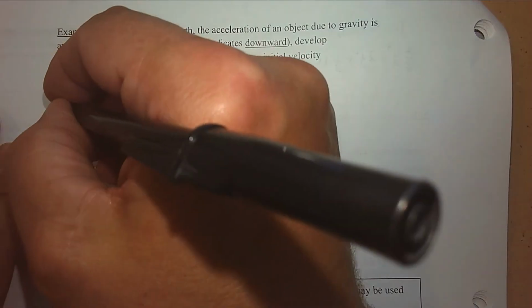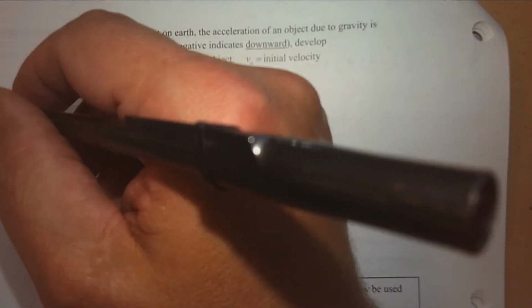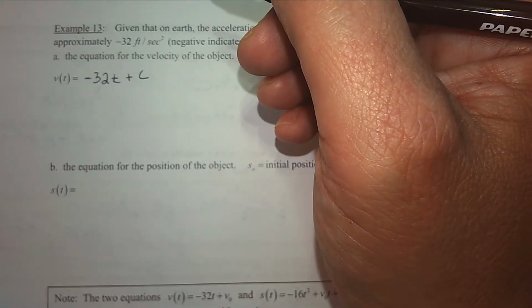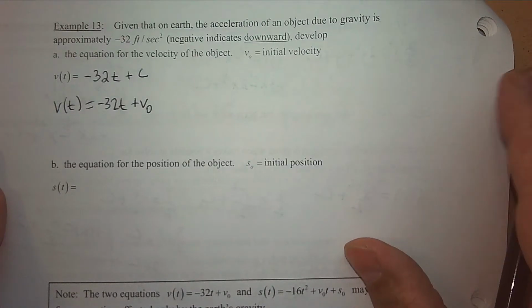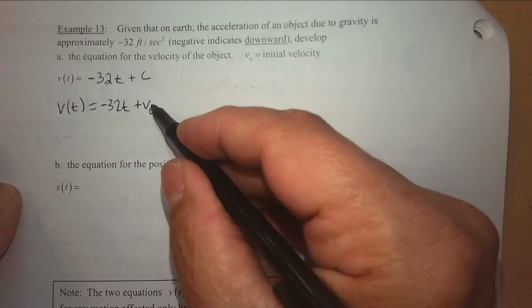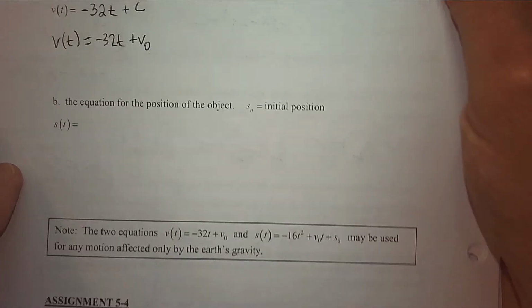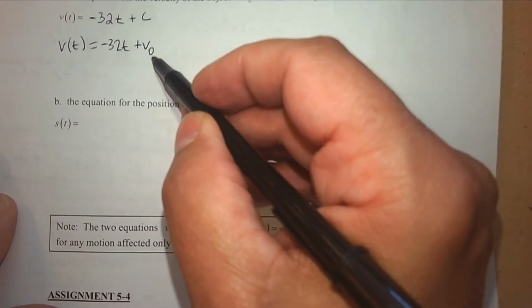Now, they said don't write down a constant. Instead of the letter c, they said, why don't you just put down v sub 0, right? Now, when you go v sub 0, that just means the initial velocity. So when you plug in 0 for t, what would the velocity be? We don't know what it is. So that's just a symbol that means initial velocity.